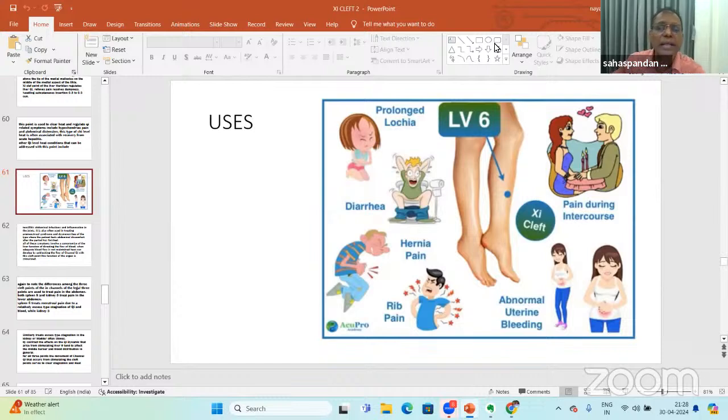So again, we can see the image. It is used for lower leg pain, motor movement problems, lower back pain, heavy head, feeling heaviness in the head, and headache. This point can be used.